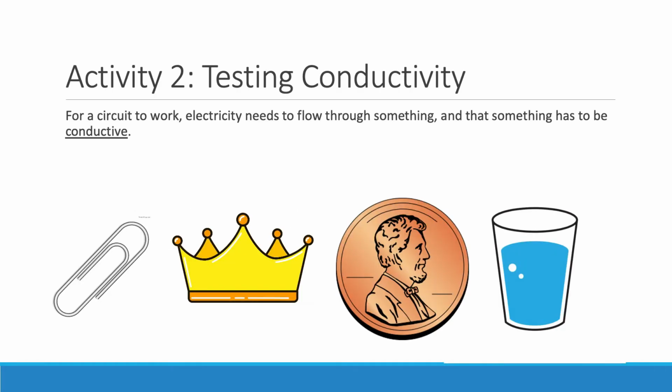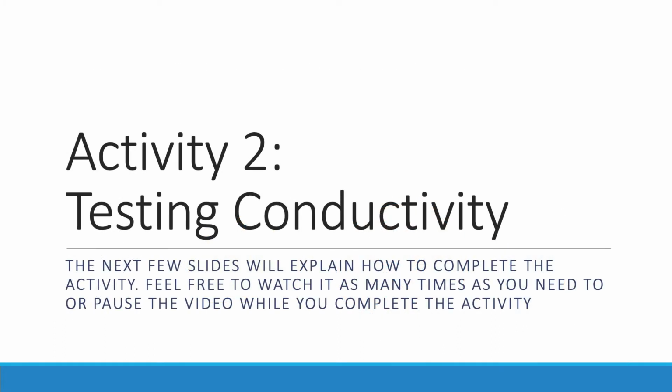For a circuit to work, electricity needs to flow through something, and that something has to be conductive. Conductive items include steel, like paper clips, gold, like crowns or jewelry, copper, like pennies, and even water. Since not all objects are conductive, we must figure out which ones are through trial and error, or by doing an experiment. It is up to you to figure out which materials can conduct electricity.